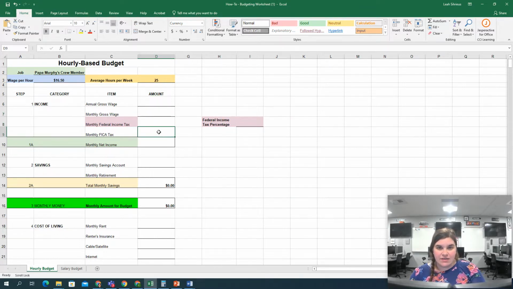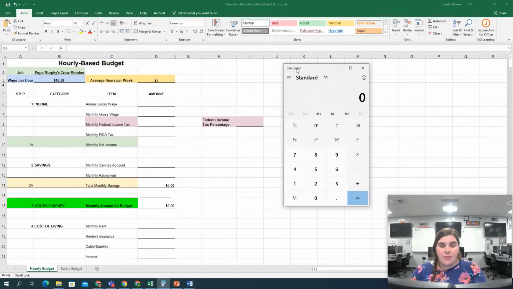tax and FICA tax. We've done this before many times in class, so you should be able to do this at this point. So talking about my annual gross wage, I'm going to need to open up a calculator, and I'm going to take my average number of weeks, right? So if we think, or actually I can take the whole number of weeks because I know how many weeks are in a year, which is 52. And if you didn't know that, that's cool. But if you Google it, there's 52 weeks in a year. So I can take the 25 hours per week and multiply that by 52, and I will work 1,300 hours in a year if I worked every week the whole time.